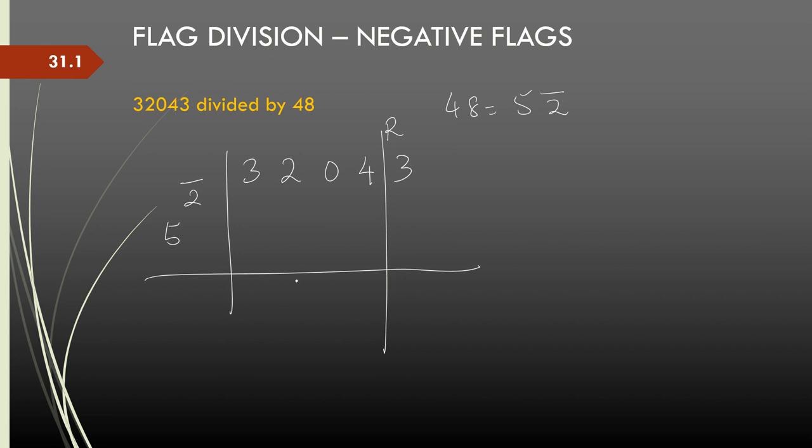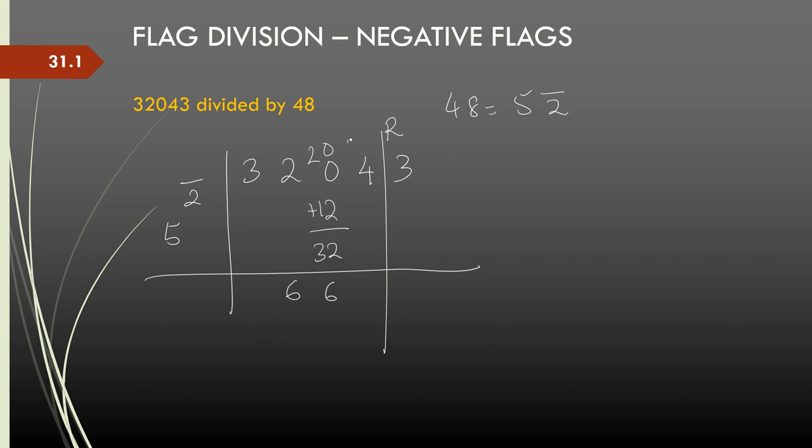So, 32 goes 6 times, 5 6s are 32. I carry over 2 as 20 to the next place. And then 2 into 6, this is minus 2, right? Minus 2 into 6 is minus 12. Since I subtract each time, now when I subtract minus 12, it becomes plus 12. So, if the flag digit is negative, the adjustment is an addition, not a subtraction. So, this gives me 32 again. This is again 6 times.